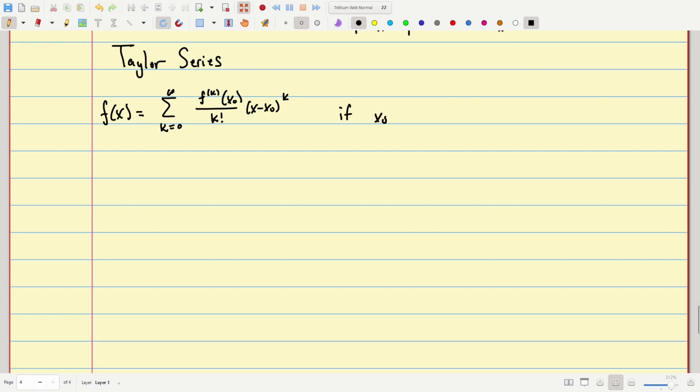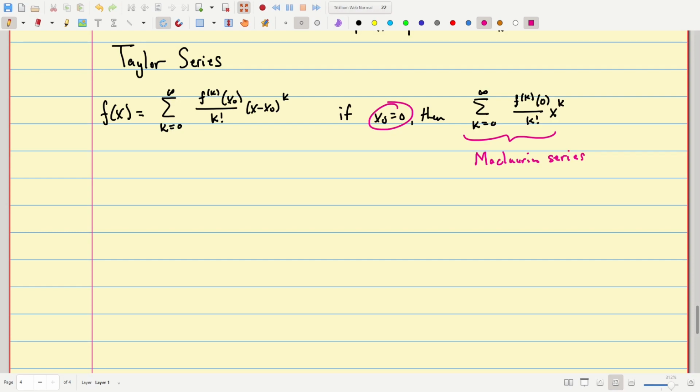If x naught is equal to 0, then what we will have instead is this, and this is what's known as a Maclaurin series. So if I say Maclaurin series, that just means that you get to use the easy case of setting x naught equal to 0 and have a shorter expression to write out.